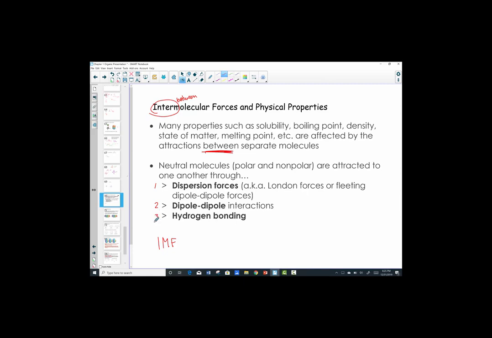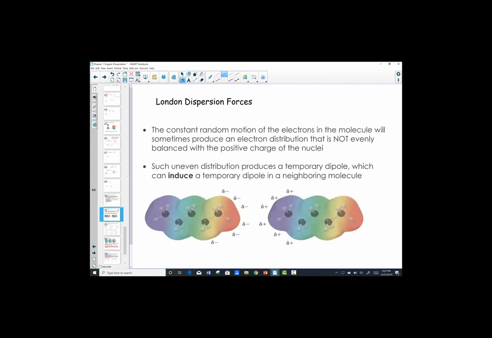And let's review what each one of those IMFs talk about. The weakest is known as a London dispersion force, or simply dispersion force. Keep in mind that all molecules have kinetic energy. They are in constant random motion, and that means electrons in the molecule sometimes produce an electron distribution that's not evenly balanced with the positive charge in the nucleus.